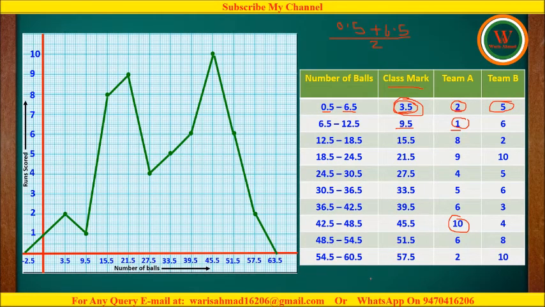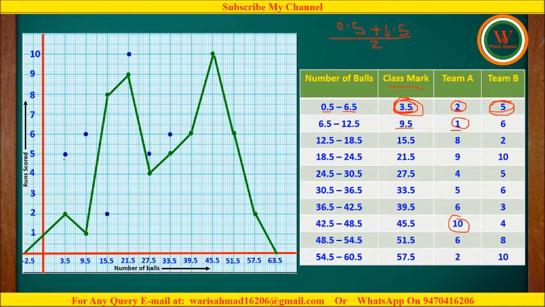Similarly, we can draw the frequency polygon of team B also. So the class mark for team B is 3.5 and the runs scored by team B is 5. So the very first point will be here. We can draw with different colors, and the second point will be on 9.5 and 6. So we can draw here. Third will be 15.5 and 2. Next 21.5, 10. Next 27.5, 5.